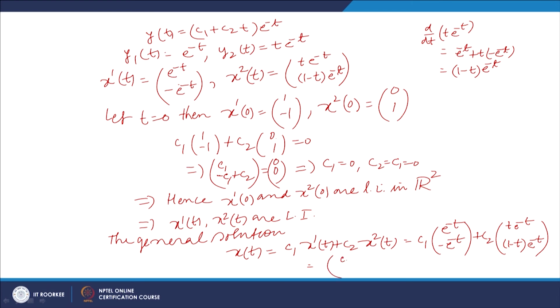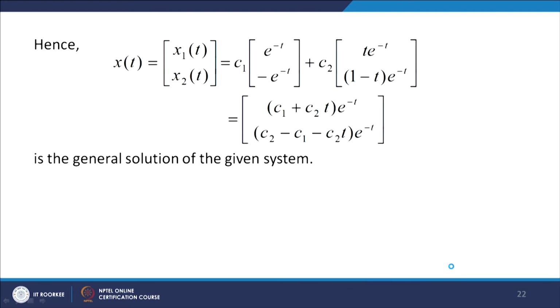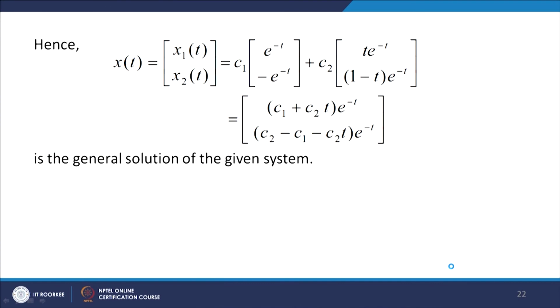So, this gives you (C1 plus C2 t) into e to the power minus t, and then here (C2 minus C1 minus C2 t) into e to the power minus t. So, this is also a solution of the equation x dot equal to Ax for all values of t. So, this is a general solution of the given system of equations.